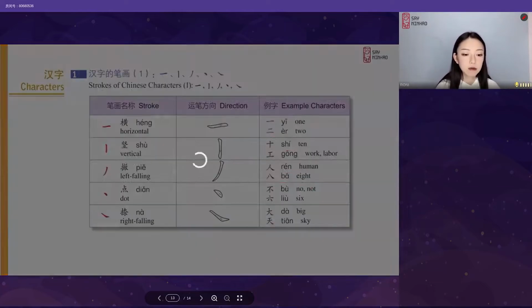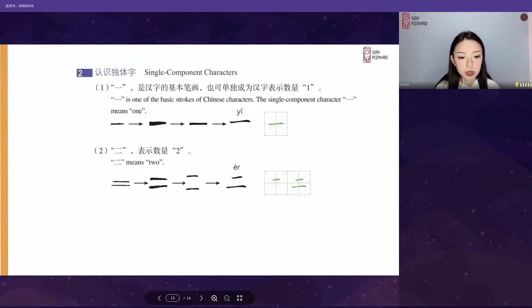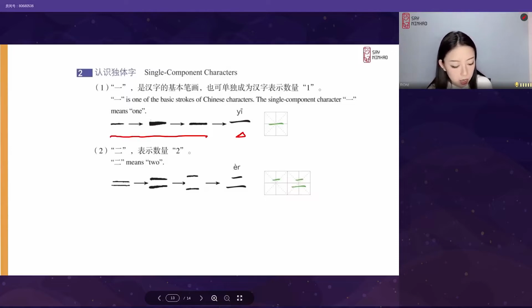Now let's see some single component characters. First one, yī. This one we've already seen, really familiar, which means one in Chinese. This is how to write it in history. And nowadays, in modern Chinese, we will write it like this, from left to right, okay? Left to right. Yī, a really easy one, which means one.